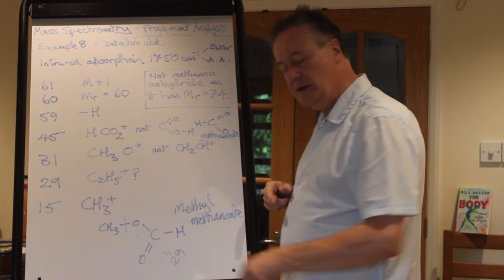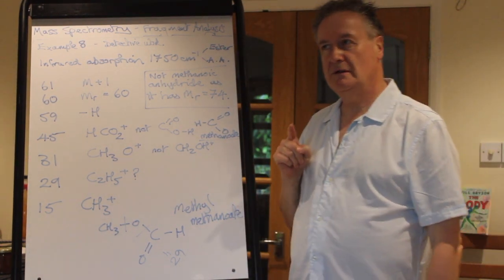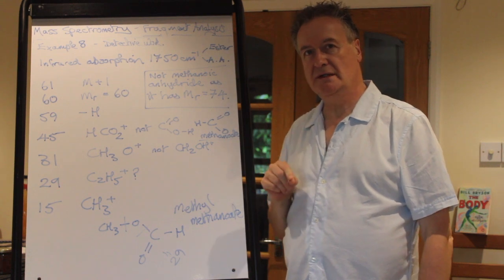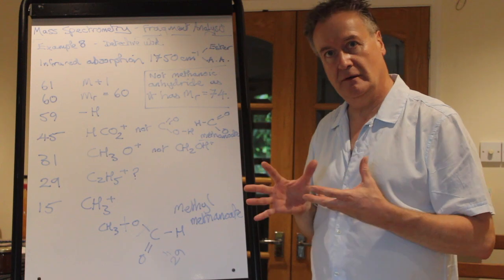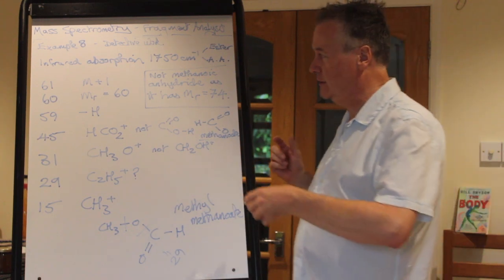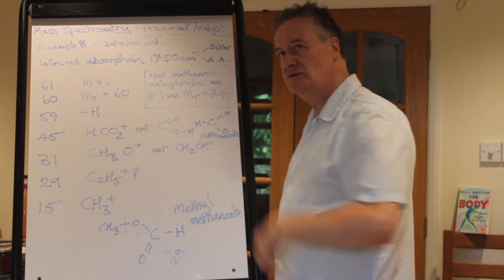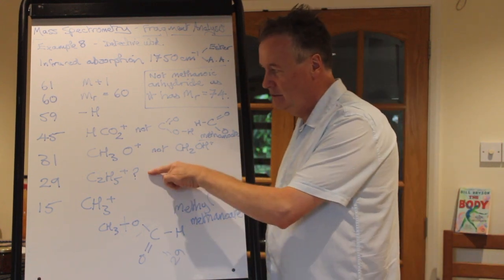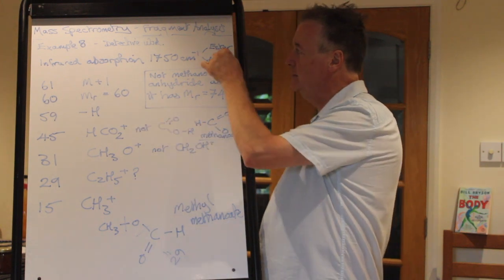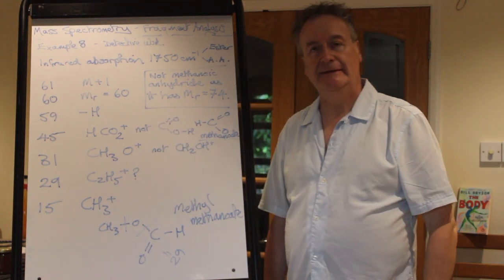now the whole point of this example is to show you that sometimes what you think is obvious and what you think it will be cannot be when you go through the full deductive process. In this case it's driven by the 60, it stops you having ethyl, it stops you having acid anhydride.